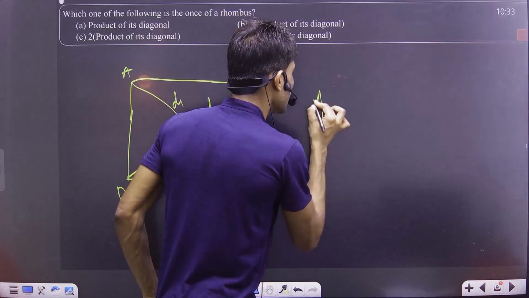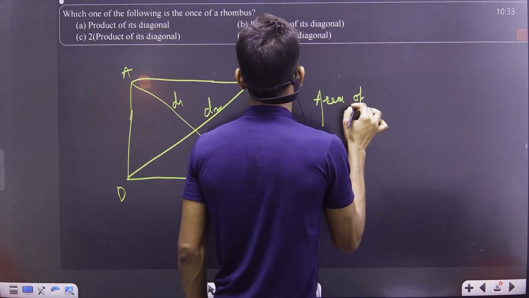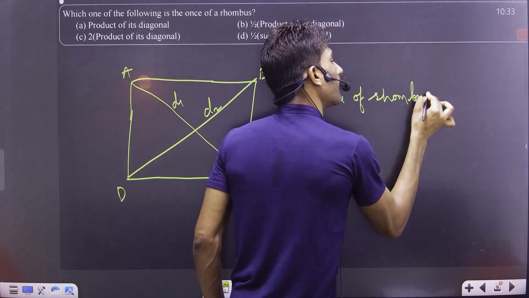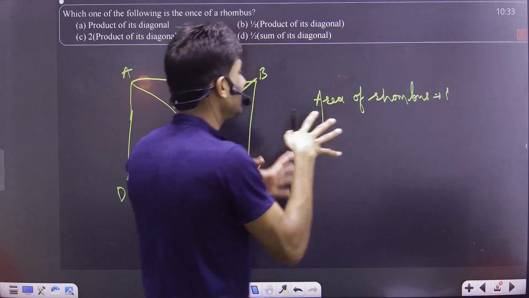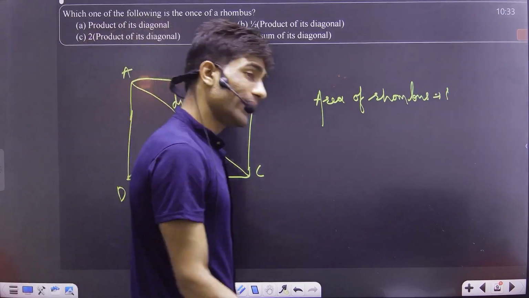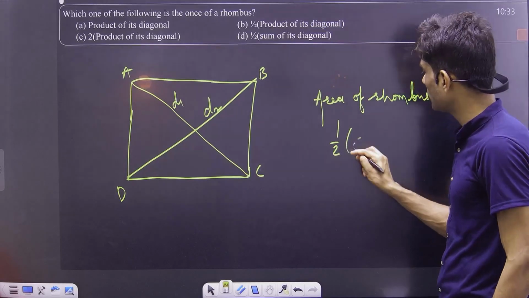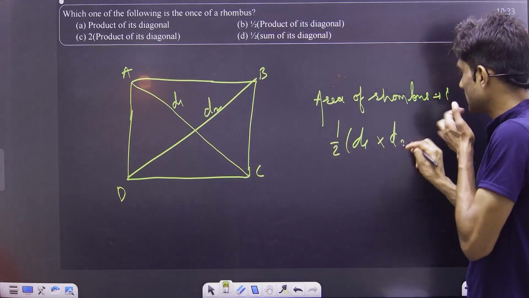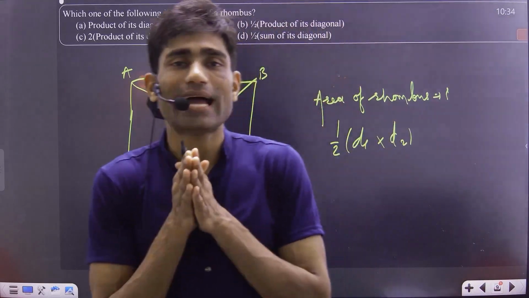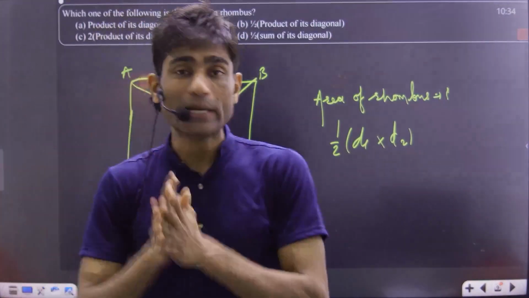It says area of a rhombus. This is actually the standard form for the area of a rhombus. And we know that the area of a rhombus is written as 1/2 times the first diagonal multiplied by the second diagonal. That means the area of a rhombus is 1/2 multiplied by the product of the two diagonals.